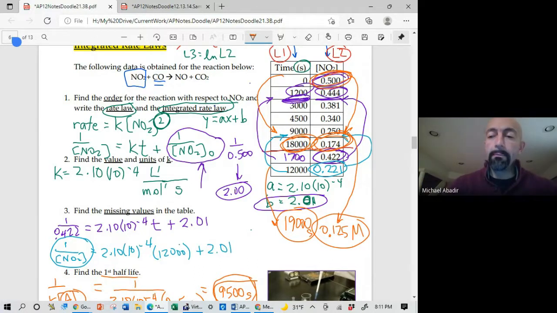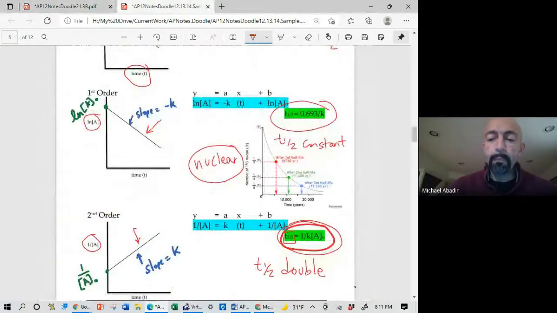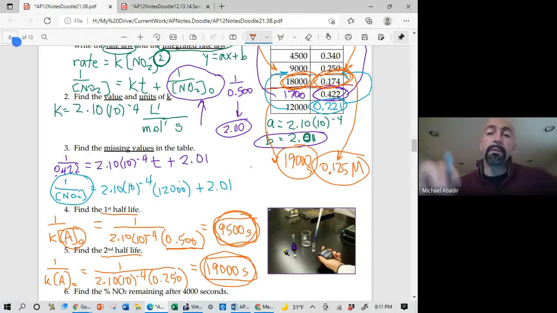Okay, another thing that we wanted to notice that I told you on the other paper is that the half-life doubles every time for a second order. And that makes sense, because look, it was 9,500 seconds for the first half-life, and then it takes an additional 19,000 seconds. Oh, so you know what? That's the second half-life. So I'm sorry, I shouldn't have even written 19,000. That's not right. 19,000 is on top of the 9,500.